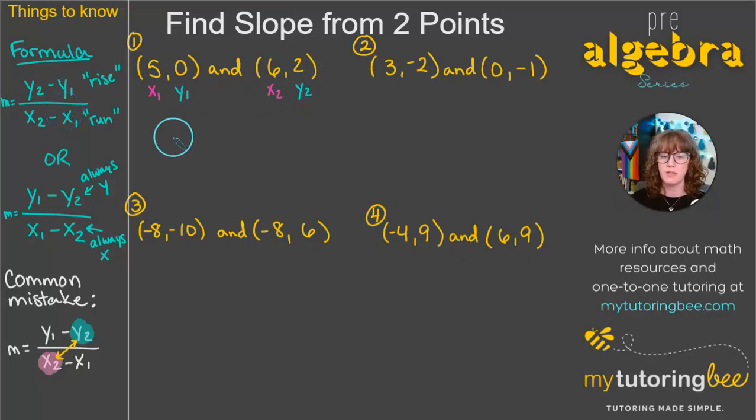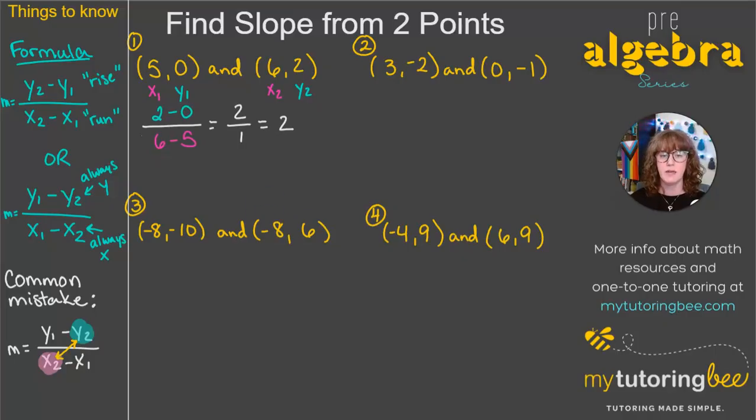So let's start with our y's. y2 is 2 minus 0, which is our y1, over x2, which is 6, minus 5, which is our x1. And then let's solve. 2 minus 0 is 2. 6 minus 5 is 1, and then we're going to simplify that fraction. 2 over 1 we can just write as 2. So our slope is 2 for this particular problem.